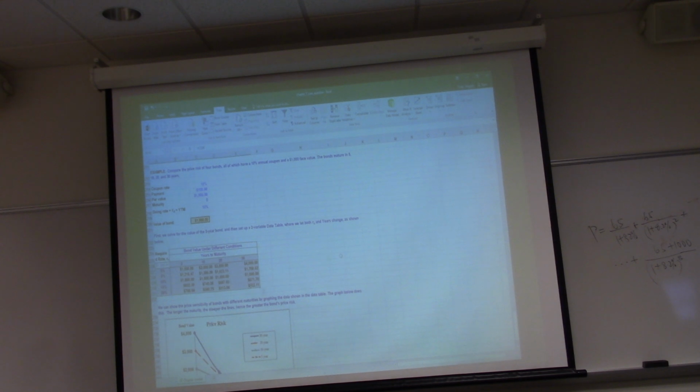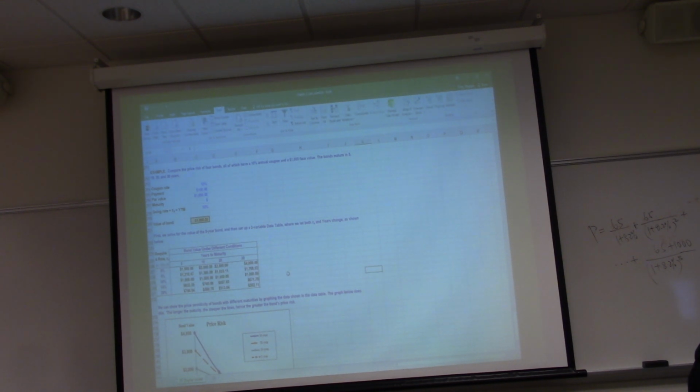Are we clicking scenario manager? No, go to data at the top. Highlight the whole thing, starting here. Go to what-if analysis, data table. You have two variables in this table that are going to be changing: how many years are left to maturity and what the yield to maturity is. I put this one as years left, and this one as yield to maturity, then pressed OK, and I got lucky.